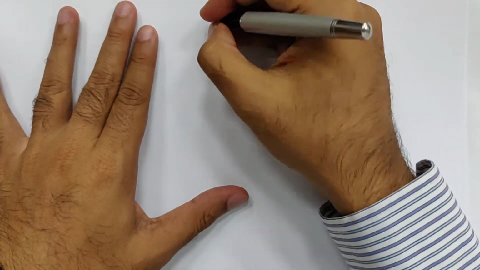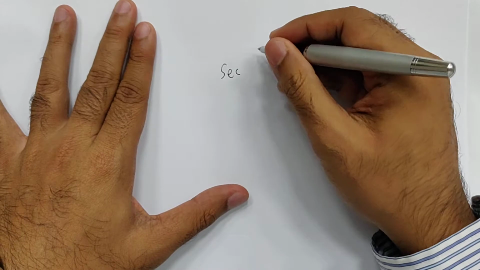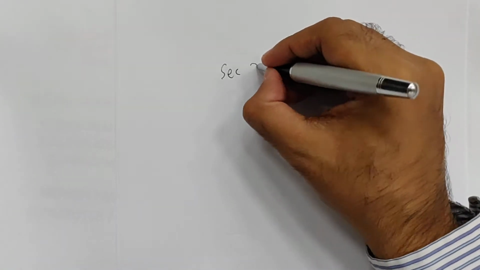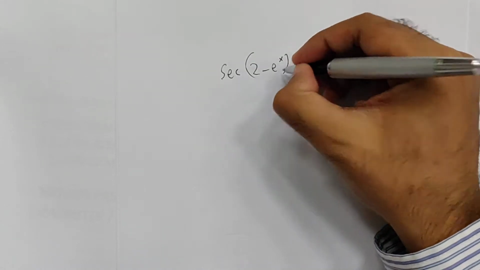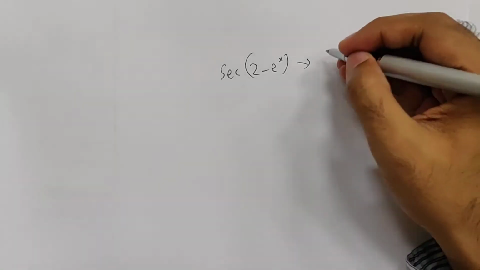What about differentiate sec 2 minus e^x? Okay, differentiate sec, what do we get? Sec tan.